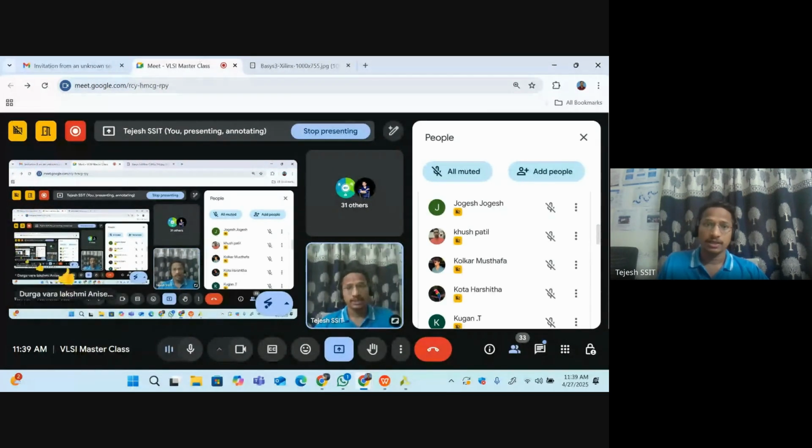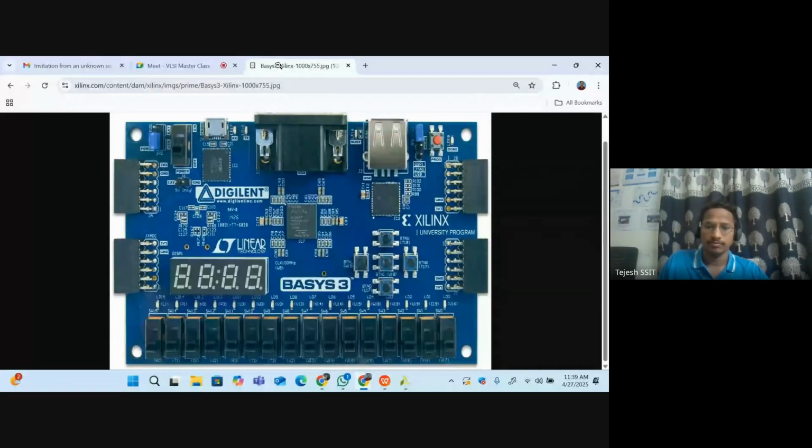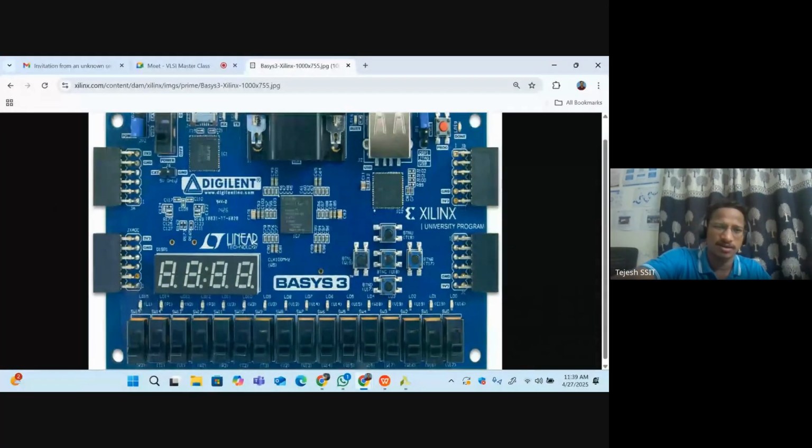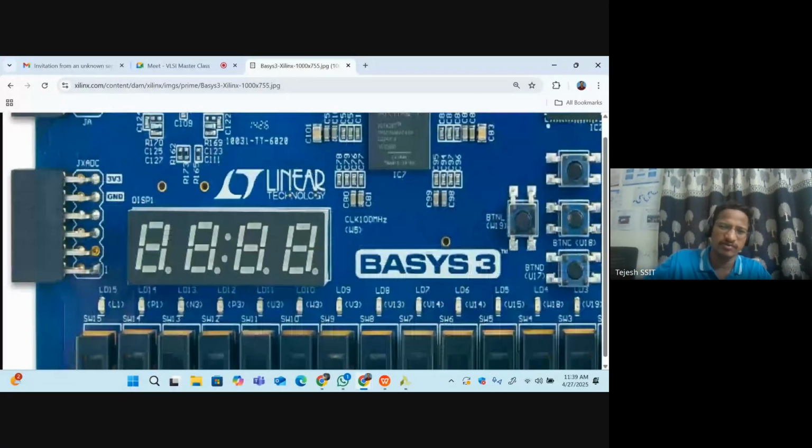Okay, coming to another one. This 7 segment, you all know about it very well. We can represent the output with numericals. And this is the clock pin, 100 MHz by W5. Okay, don't worry, I will explain it later. And this is the 7 segment display. We can represent the output in numericals.